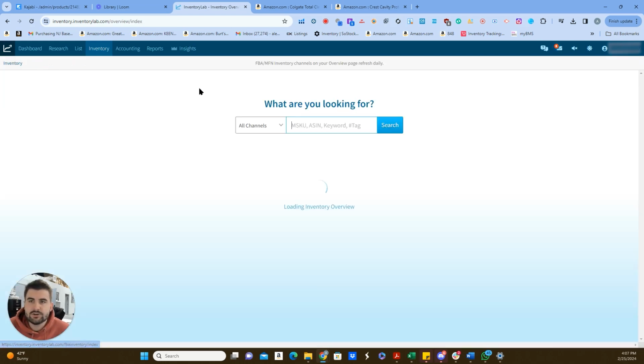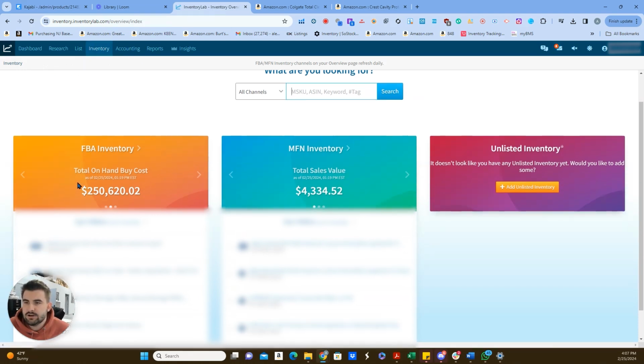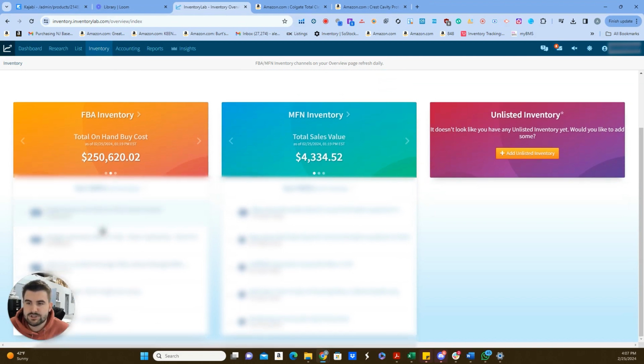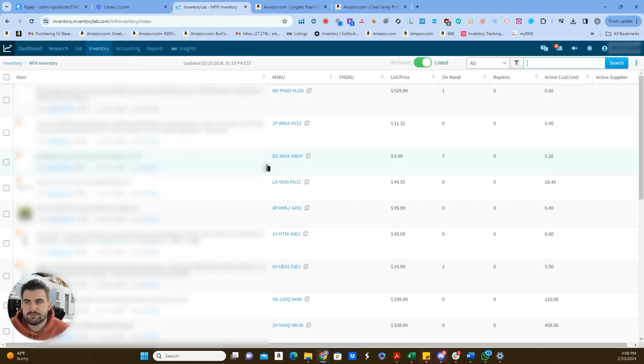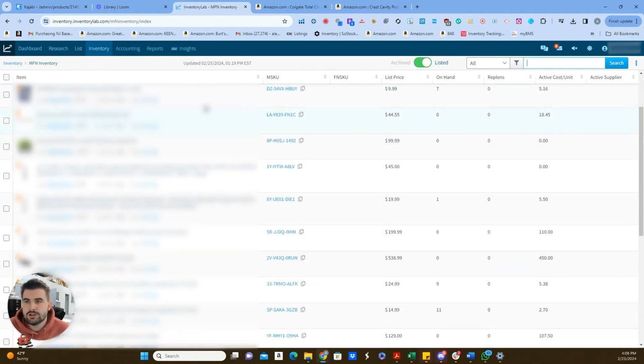So tracking your inventory is a great way in Inventory Lab. In the overview, you can see our total on-hand buy cost is $250. So this will show us what the majority of the buy cost is made up of. Merchant fulfilled inventory. These are all good metrics to understand in your business to ultimately succeed in Amazon FBA. Understanding this stuff is important. Your merchant inventory. So we can go over here and say, what inventory do I have that is merchant fulfilled? And again, it shows on hands, average costs, all good data points.